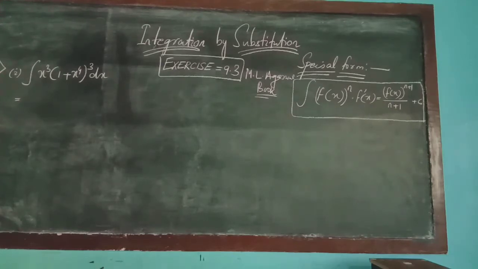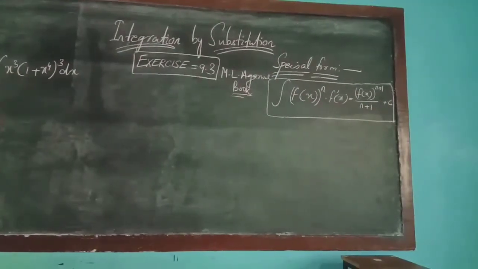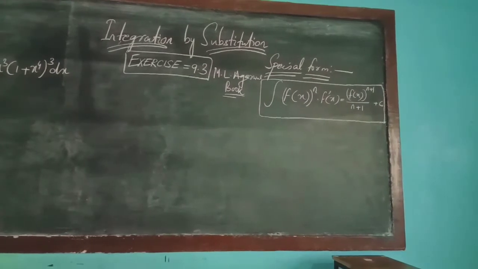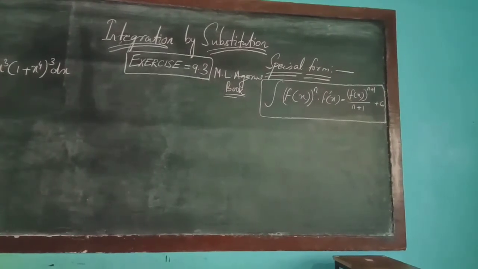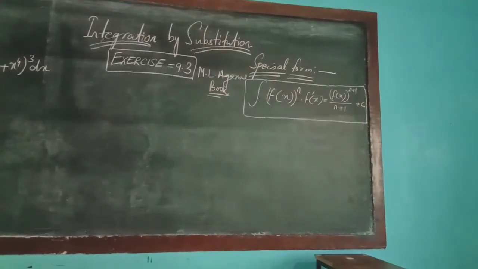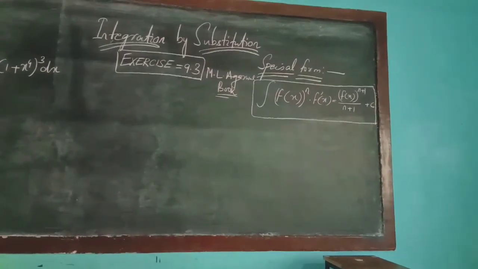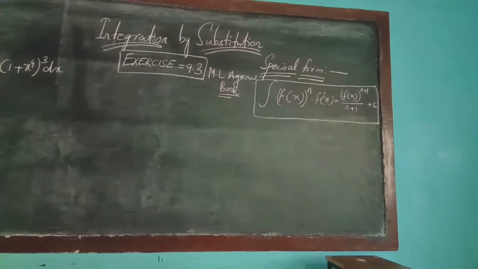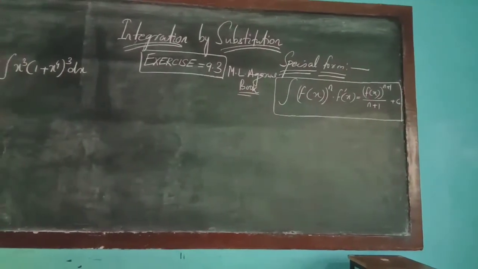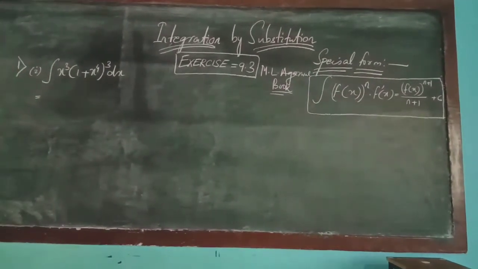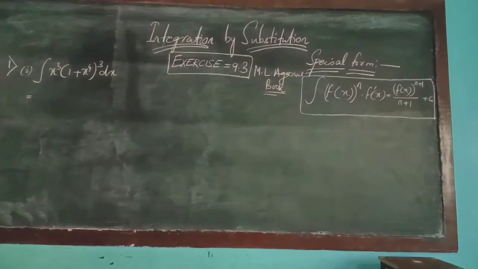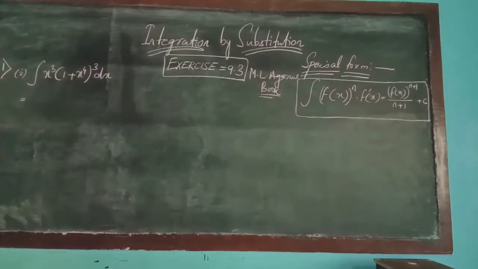The special form is f of x whole to the power n into f dash x, meaning derivative, is equal to f of x whole to the power n plus 1 by n plus 1 plus c. C is the integration constant. Let us take one question that I have taken from the ML Aggarwal book. The question number 1, first part, x cube whole into 1 plus x to the power 4 whole cube.